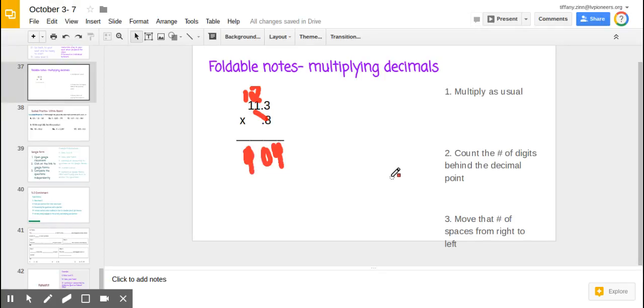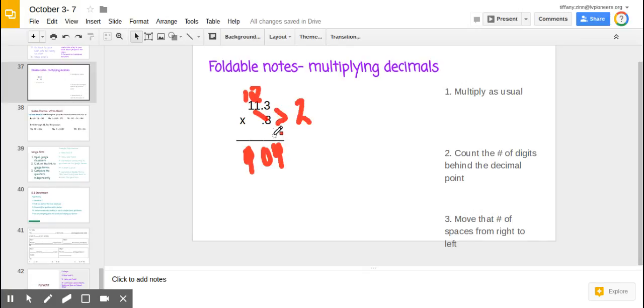And then step 2 is to count the digits behind the decimal point. So if you look here, we have 11.3. There's one digit behind the decimal point. It's this 3. Here you have 0.8. Again, there's only one digit behind the decimal point. So combine these two numbers, and you have a total of 2 digits that are behind the decimal points, one here and one here.